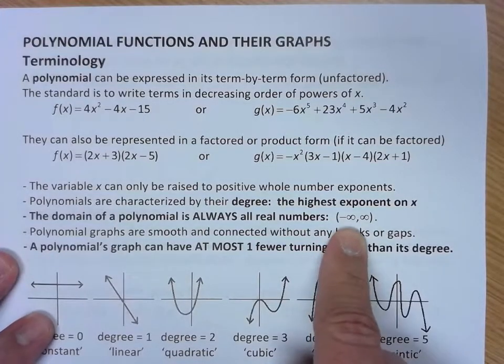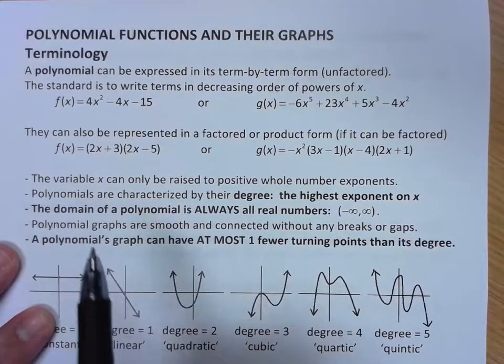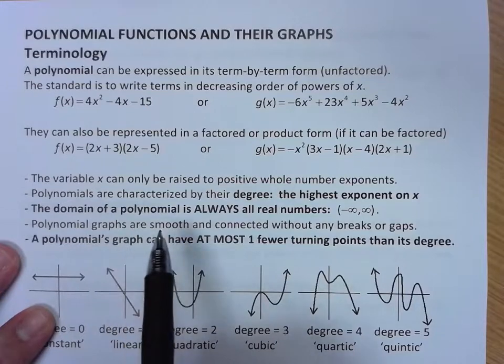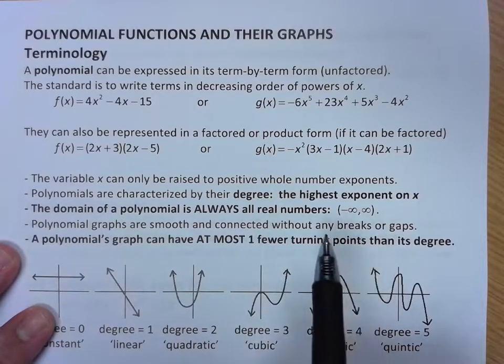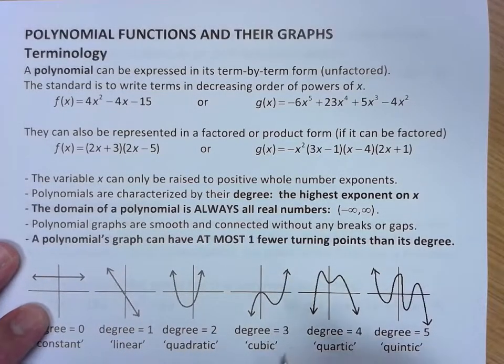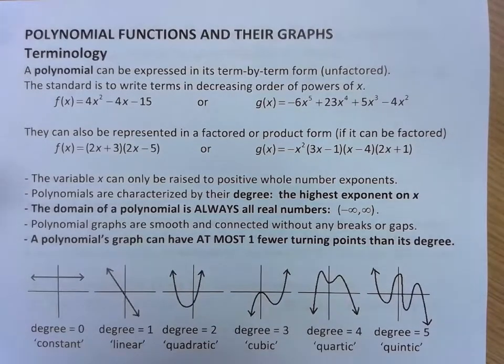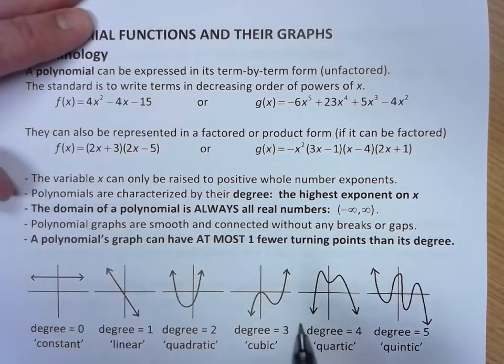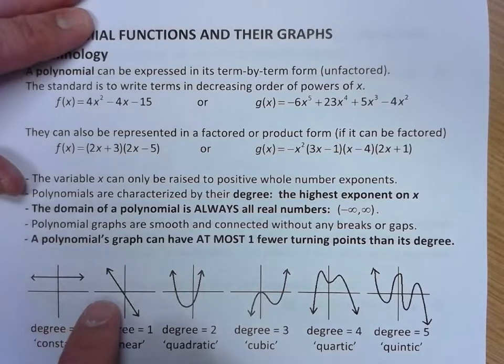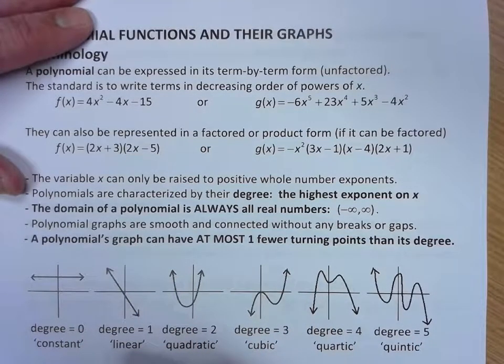Okay. Now, talking about the graph attributes of polynomials. Polynomial graphs are going to be smooth, connected graphs without any kind of breaks or gaps or any sort of disconnect in the graph. So you'll always be able to graph a polynomial function from left to right without any kind of breaks or skips or jumps in its graph.